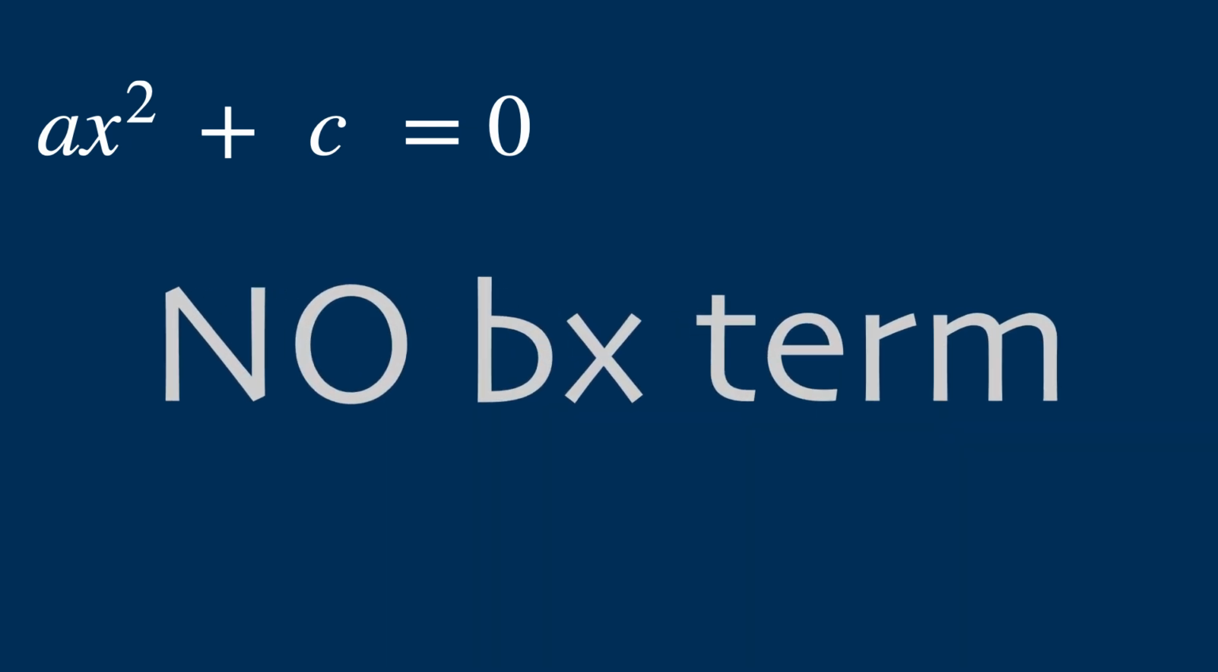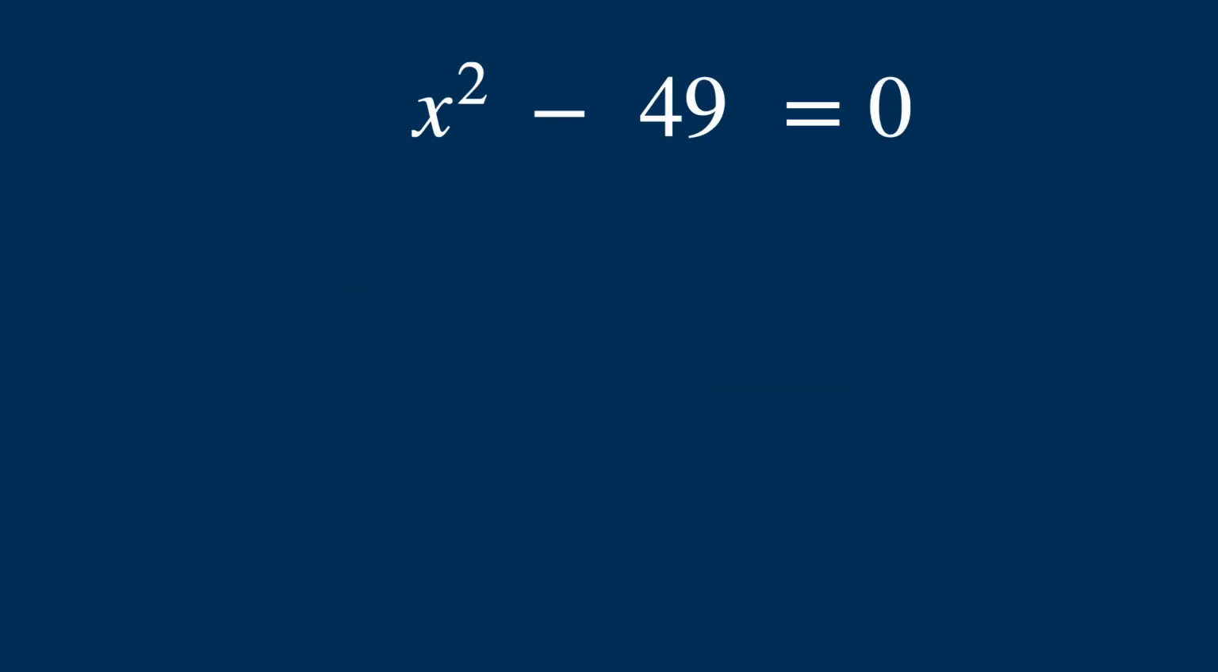All right, so now let's look at this problem. x squared minus 49 equals 0. Now you might see right away that that is a difference of squares, but then again you might not. So let's just say you don't notice that it is a difference of squares, because the square root method can be used on any kind of problem that does not have an x term or a b term, okay?